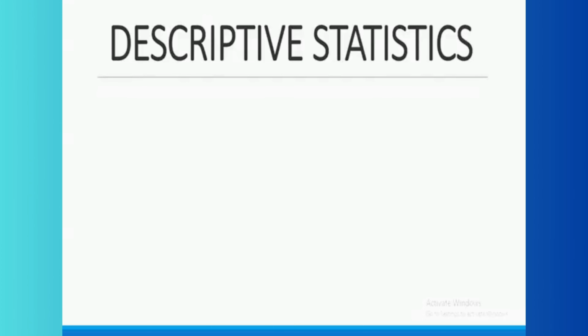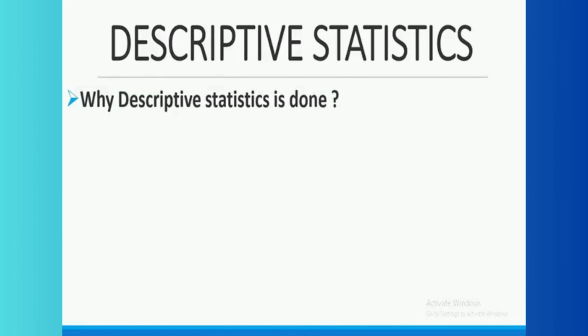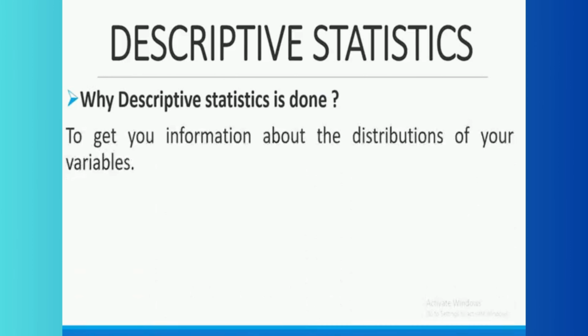Which is descriptive statistics. Why is it done? It is done to get the information about the distributions of your variables, of your demographic variables I'm talking about here. Okay, what are your demographic variables? They are your gender, age. You can also use your main variables, like independent and dependent variables, as well.